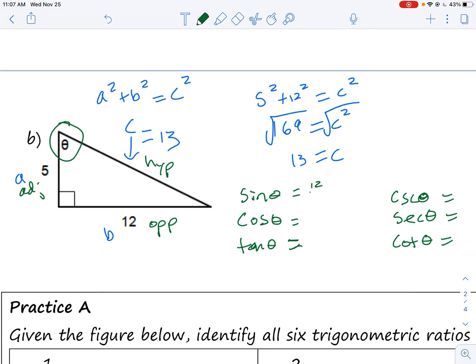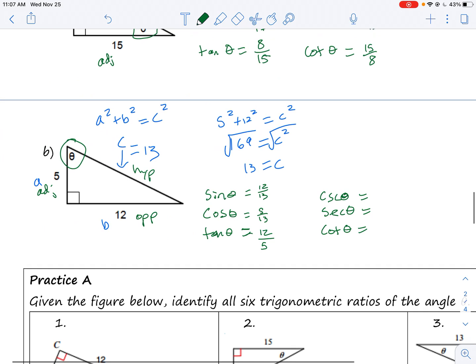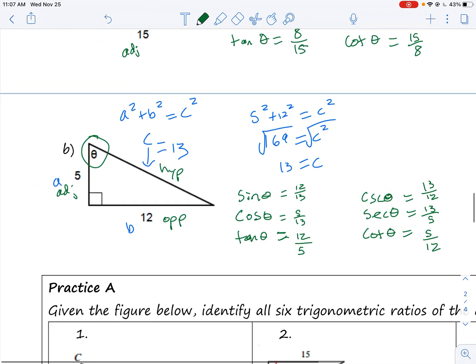Did you get 12 over 13? Did you get 5 over 13? Did you get 12 over 5? So I'm just getting these real fast. It's opposite over hypotenuse. Then it's adjacent over hypotenuse. Then it's opposite over adjacent. I'm just writing out the fractions. Now I'm going to do cosecant, which is hypotenuse over opposite. And then secant is hypotenuse over adjacent. And then cotangent is adjacent over opposite. So those are my 6 trig ratios for this triangle.